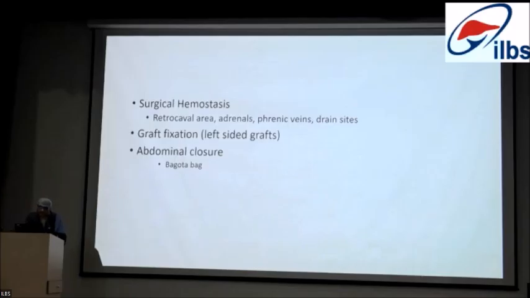Next important point is graft fixation, especially for left-sided grafts, which we implant in the midline. We have to fix the graft to avoid torsion of the outflow. And the abdomen closure, as I told previously: sometimes the bowel edema is so much that we can't close the abdomen, which can lead to compartment syndrome with other extrahepatic organ dysfunction like kidney and lungs. So sometimes we have to do a Bogota closure to have a safe operation.